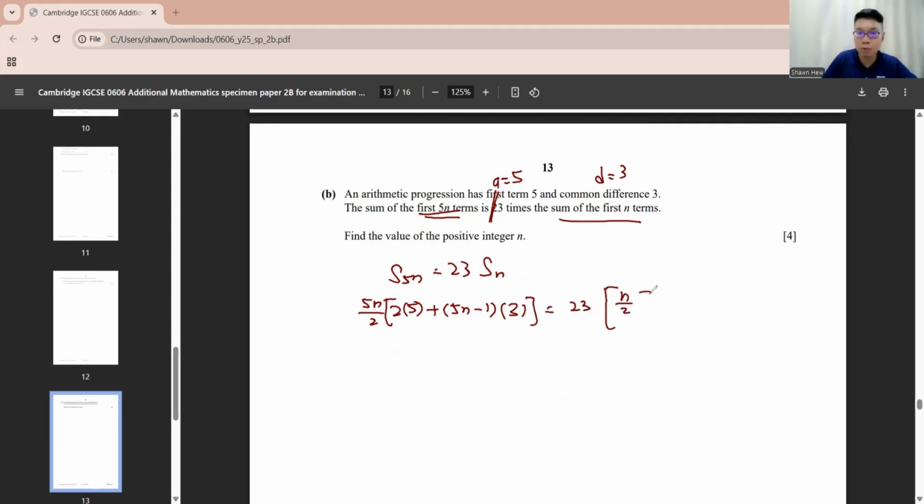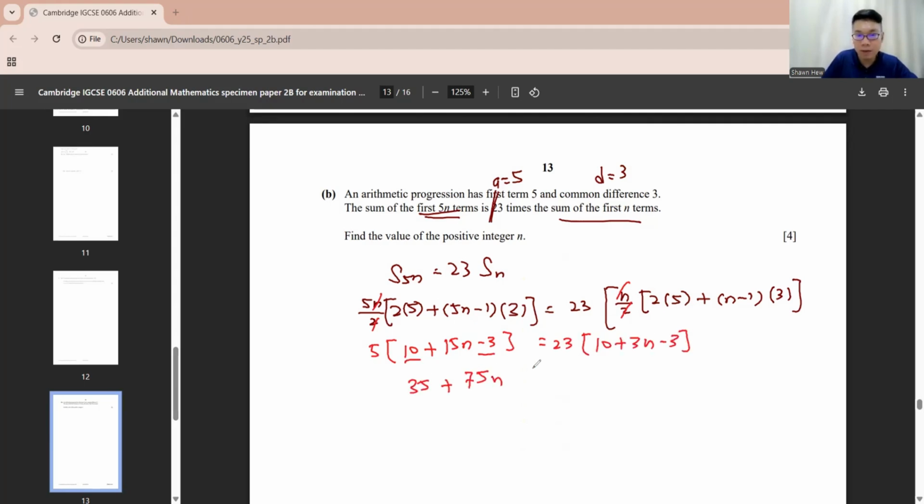n over 2, 2a plus (n minus 1)d. So I can simplify the n and 2 first, because it's a times situation, so you can simplify it. n is 21, just like that.